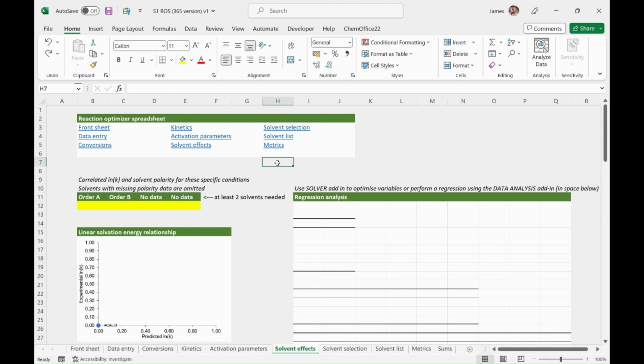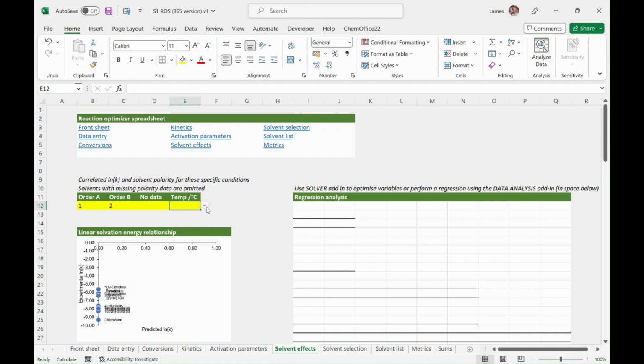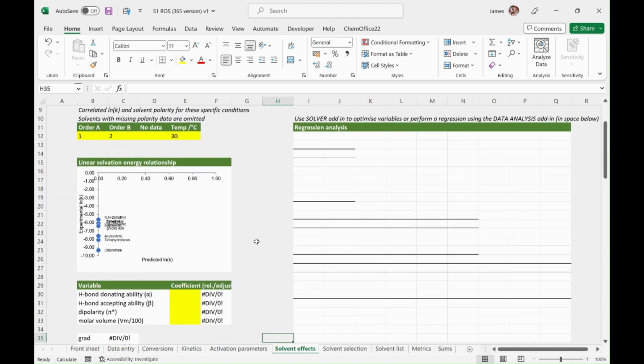If you have investigated the effect of solvent on your reaction, we can investigate the solvent effect in this tab here. Now, solvent effects are dependent on temperature and the mechanism of the reaction. So in this case, we shall analyze the trimolecular reaction, which is first order with respect to dimethyl acetylenedicarboxylate, and second order with respect to piperidine. We only have one applicable temperature, which is at 30 degrees. Now, what we're going to do here is to derive predicted rate constants based on the polarity of the solvent. And the first way we can do this is by trial and error.